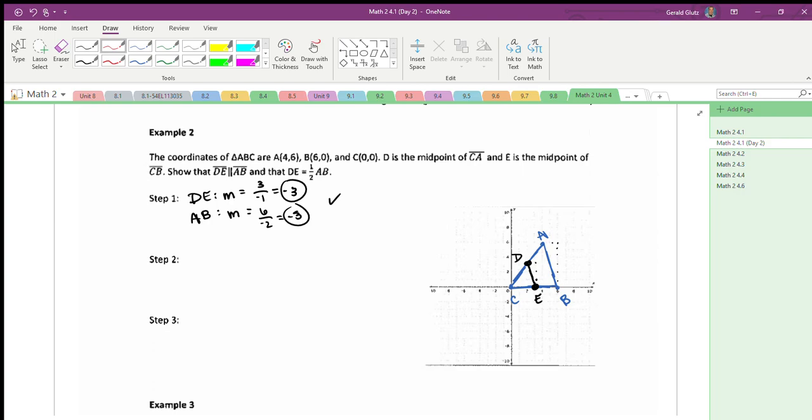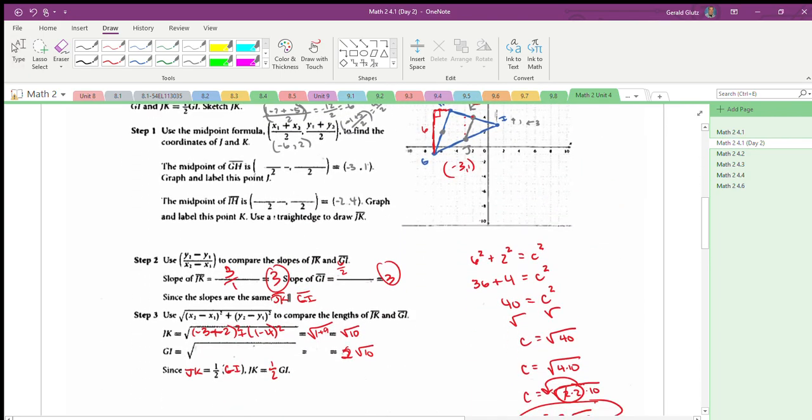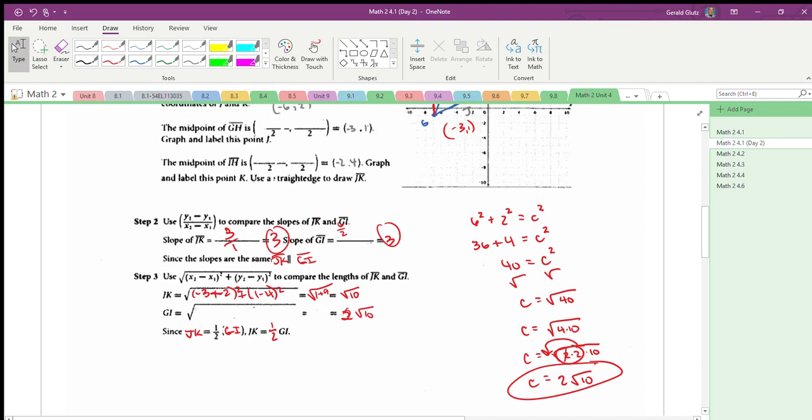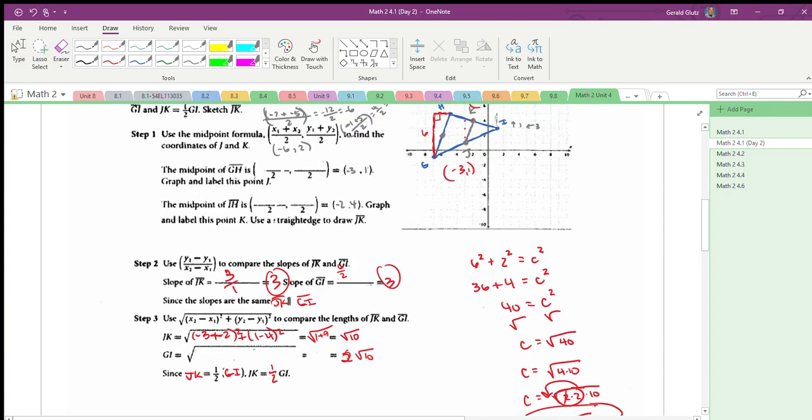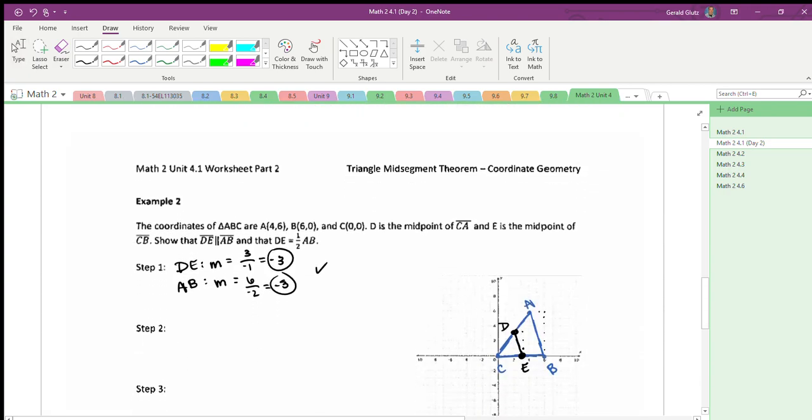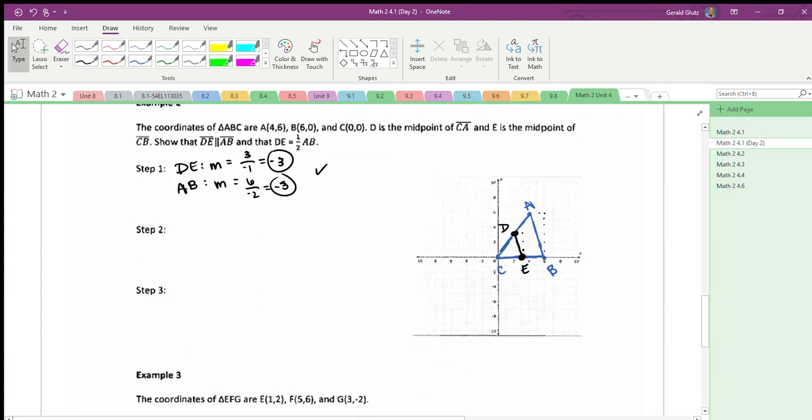Step 2, we need to prove that the mid-segment is, we just did the slopes. I did it backwards. Step 1 was midpoints. So you're supposed to use the formula, so switch these. It's my fault.